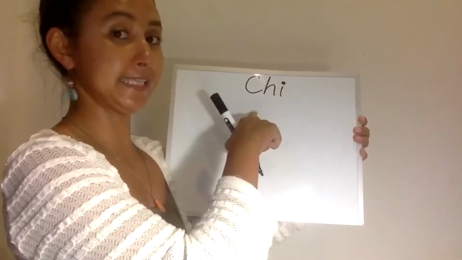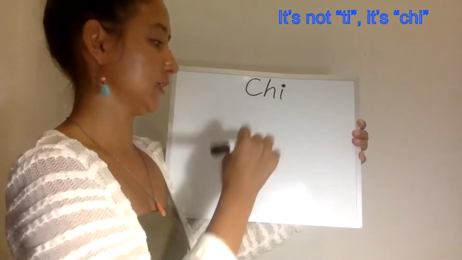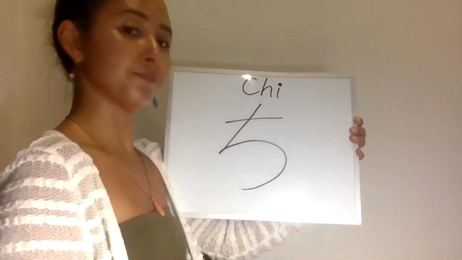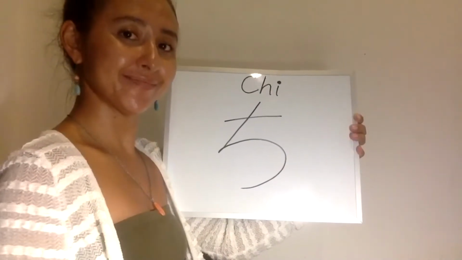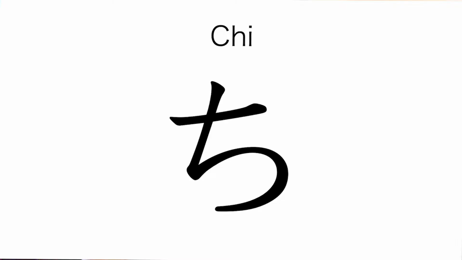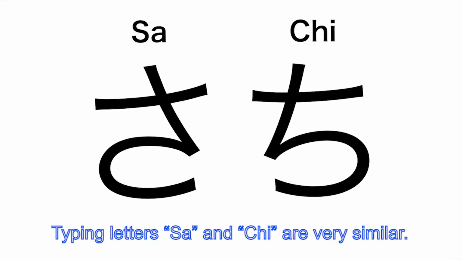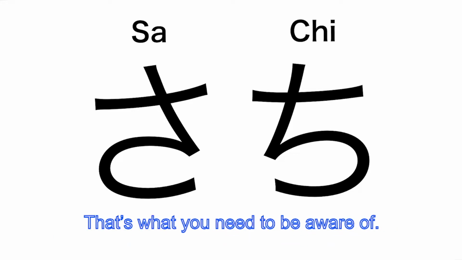Next one is Chi. It's not Ti, it's Chi. 1, 2. Chi, Chi. So the letters Sa and the Chi are very similar, so you need to be careful.